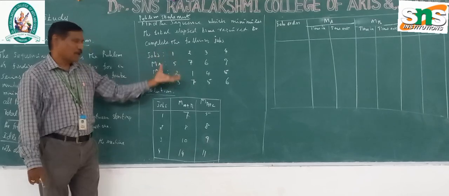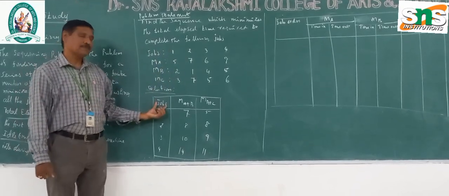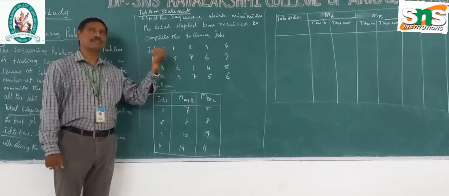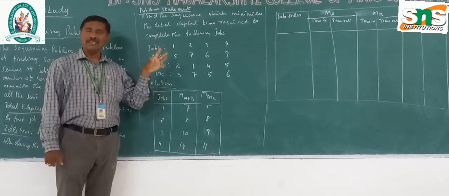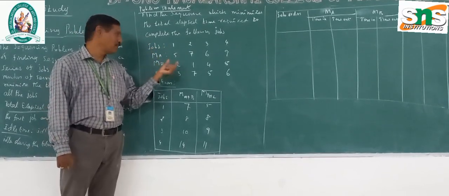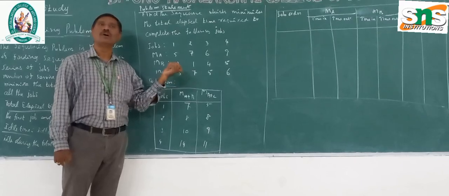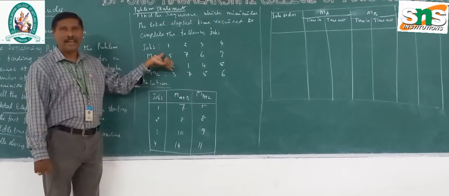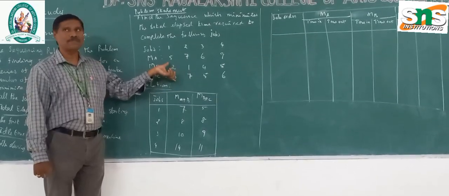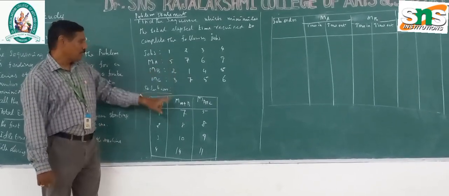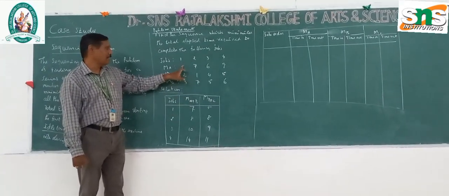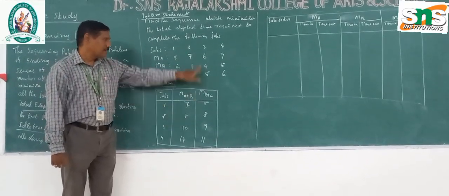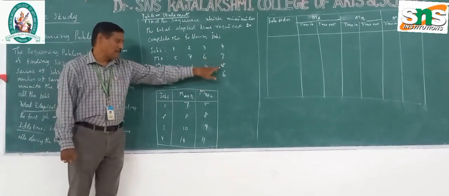Now this is a problem. Here there are 3 machines and n jobs, that is 4 jobs. But we already know n jobs with 2 machines is easy. Therefore we convert these 3 machines to 2 machines. The first machine is the sum of machines A and B, and the second is the sum of machines B and C. So machine A plus B: 5 plus 2 is 7, 7 plus 1 is 8, 6 plus 4 is 10, and 9 plus 5 is 14.